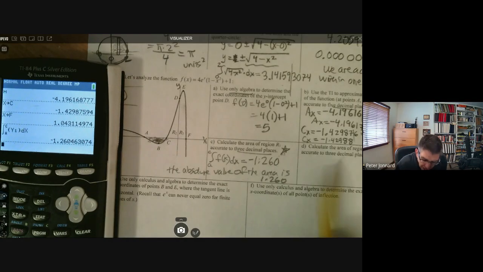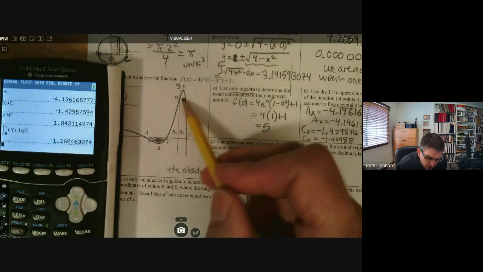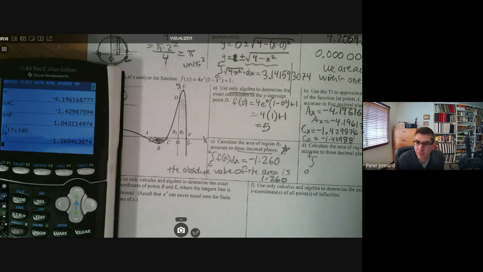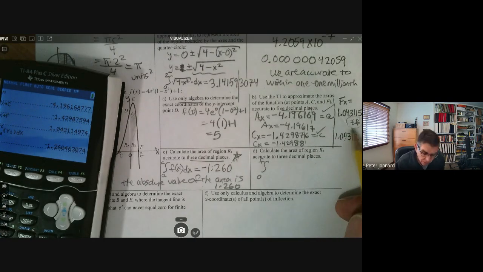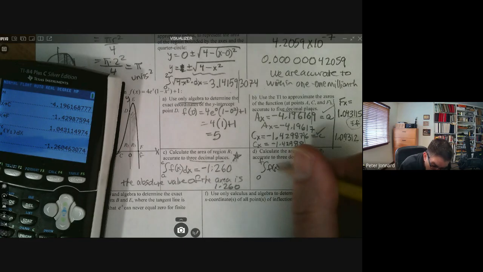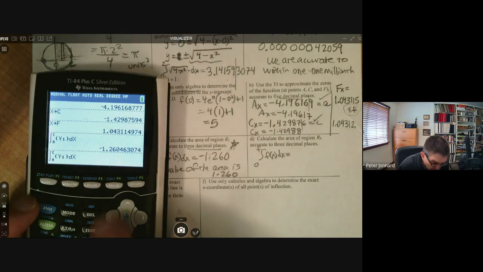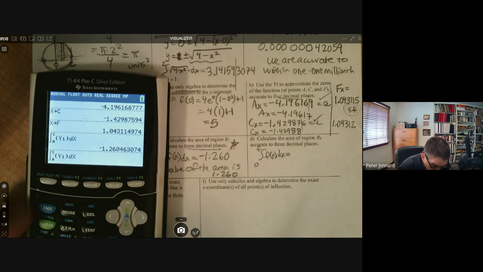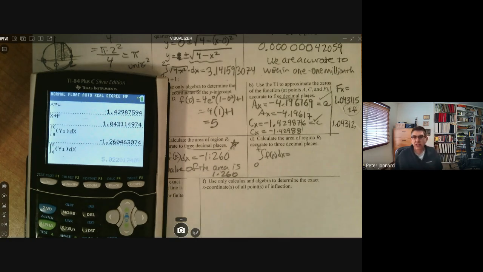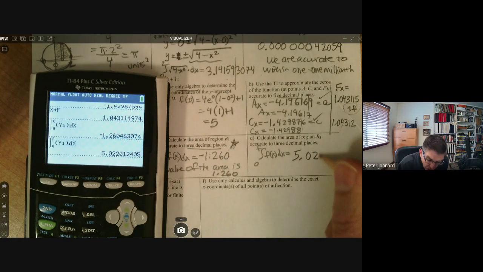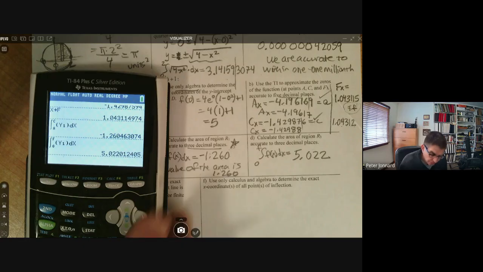All right, and then it wants region R3, accurate to 3 decimal places. Well, region R3 is in the first quadrant. So I'm going to integrate from 0 to F, which I defined here earlier on my paper. I'm going to do the same thing, f of x dx. And this time I'm expecting a positive area. So I'm going to reuse my calculation from before, but I'm just going to go to alpha F and start at 0 this time. And so there, I just saved myself a whole lot of work by doing so. 5.022. And so it's accurate to 3 decimal places.